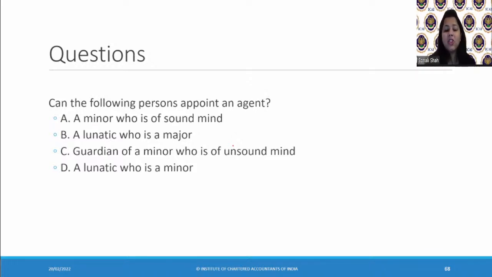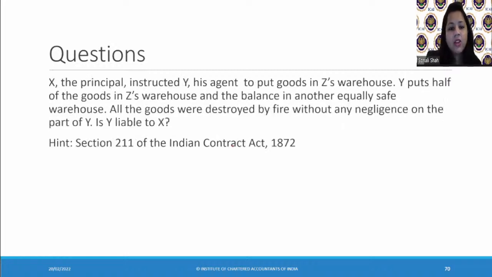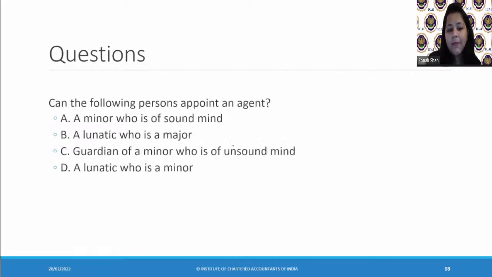A lunatic who is a major? Lunatic is a person who is of unsound mind. Can he validly appoint an agent? No. Guardian of a minor who is of unsound mind. The minor is incapable of entering into a contract. Guardian, because he is of unsound mind, even he cannot enter into a valid contract. A lunatic who is a minor, no, even he cannot enter into a valid contract. So in all these cases, none of these people can appoint an agent.